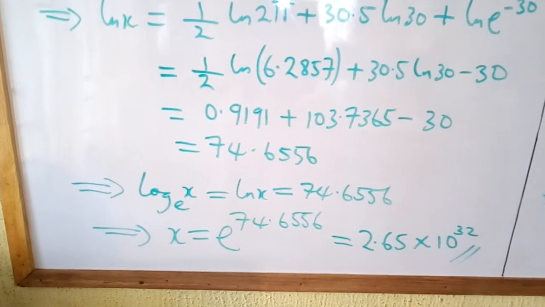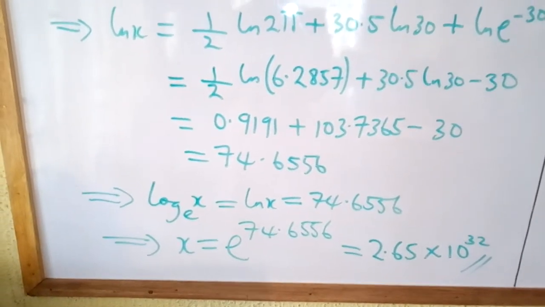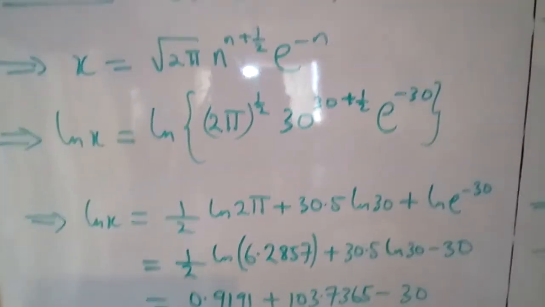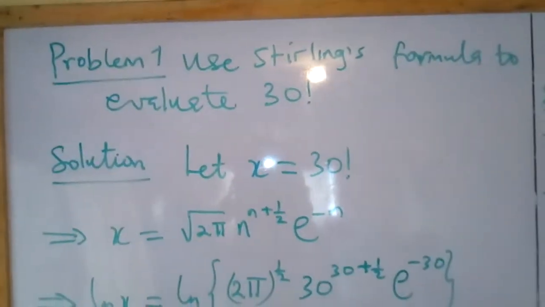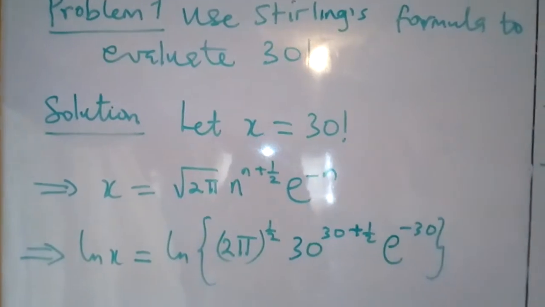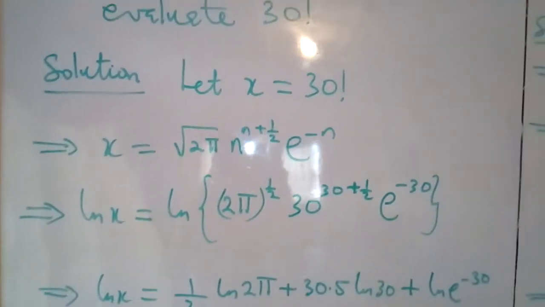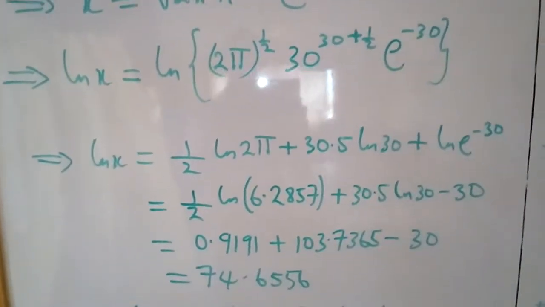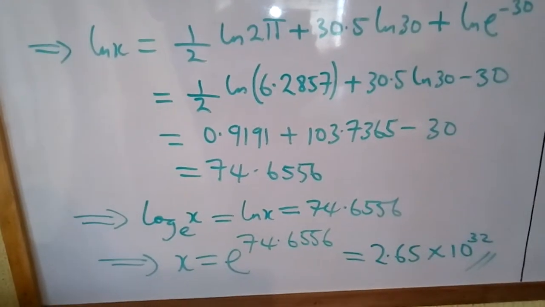Remember, it is Stirling formula or Stirling approximation. This value is an approximate value because it is manually impossible to get the direct value. So we use a Stirling approximation or formula to get this approximate value.